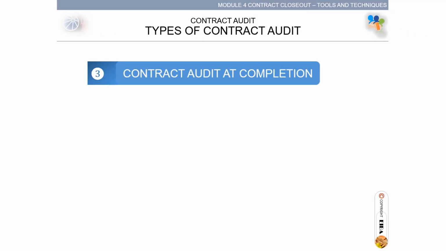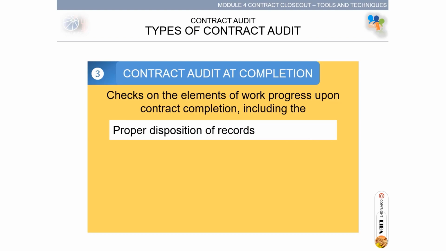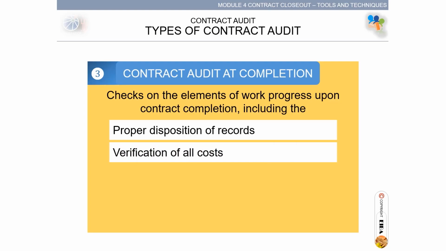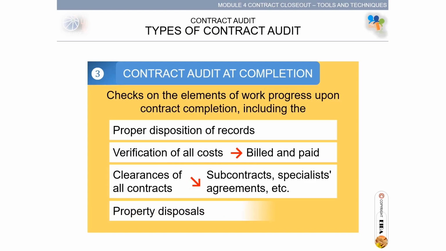Contract audit at completion. The third type. Checks on elements of work progress upon contract completion, including the proper disposition of records according to the Records and Information Management. Verification of all costs, those that were billed and paid. Clearances of all contracts, such as subcontracts, special agreements, etc. Then, property disposals, according to the generally accepted accounting practices and company policies.